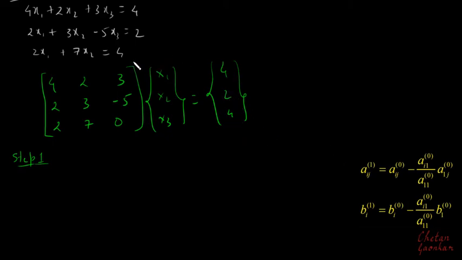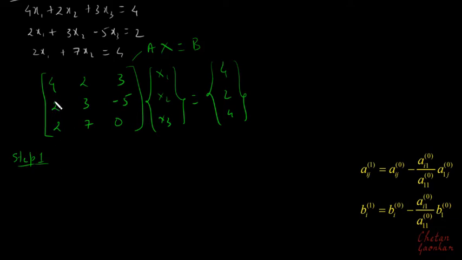Basically this coefficient matrix can be written as A, this unknown vector can be denoted as x, and this should be equal to this forcing vector, say b. So while operating on this coefficient matrix A, we will also be operating on this forcing vector b, and that can be done very easily by using this.